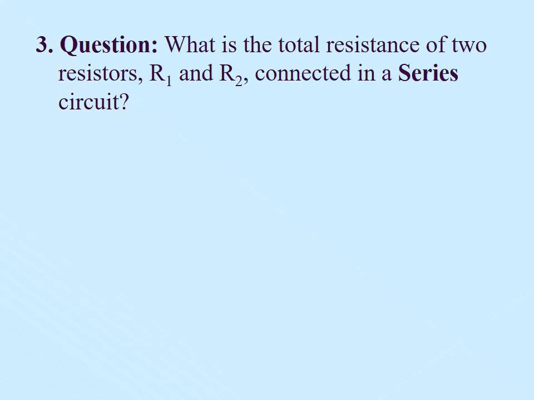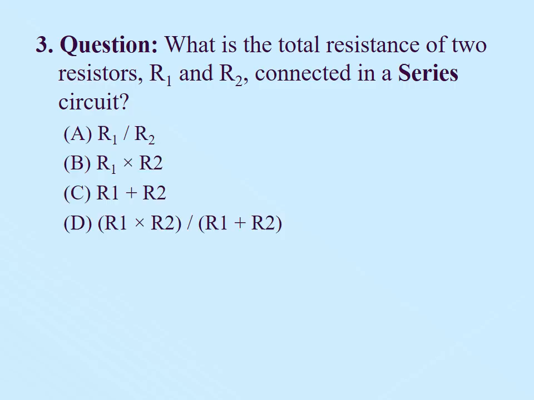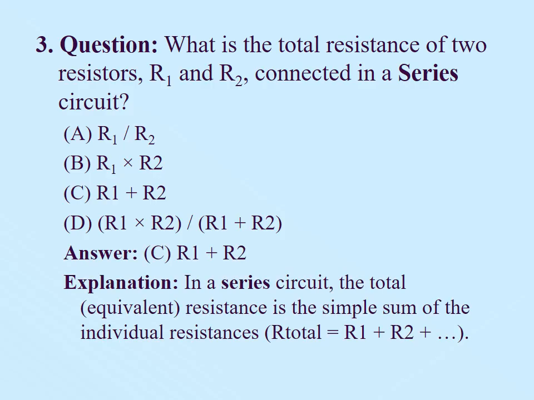Question number 3. What is the total resistance of two resistors R1 and R2 connected in a series circuit? Option A. R1 by R2. Option B. R1 into R2. Option C. R1 plus R2. Option D. R1 multiplied by R2 over R1 plus R2. Answer is R1 plus R2. In a series circuit, the total resistance is the simple sum of the individual resistances, meaning R total equals R1 plus R2, etc.